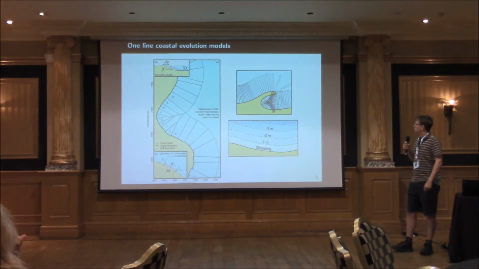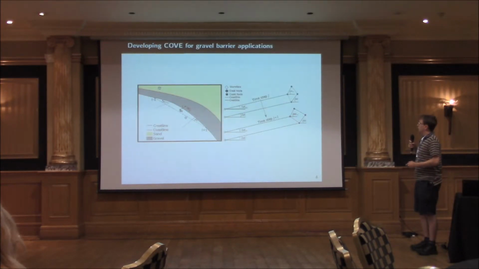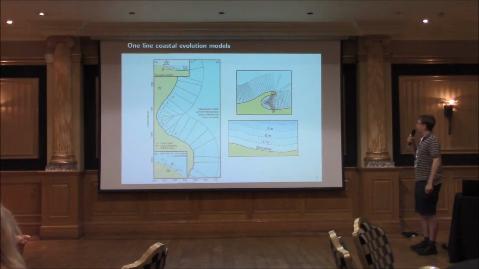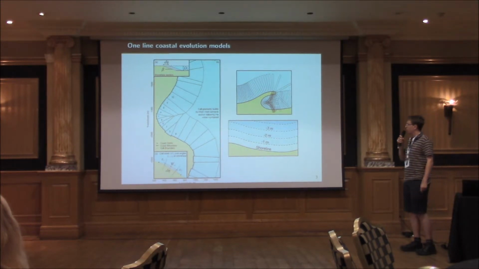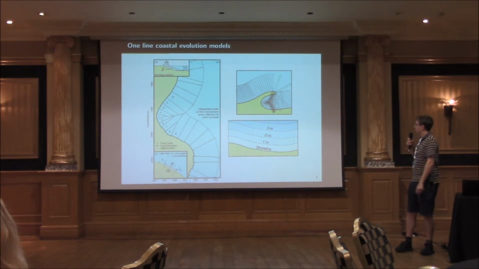So this looks a bit technical, but I'll break it down. Cove is a one-line coastal evolution model. These sorts of models make the assumption that you can represent the coastline using a single contour line. So if you look down the coastline, it has an equal elevation all the way along, and the bathymetry is depth parallel. That's what your contour lines would look like.